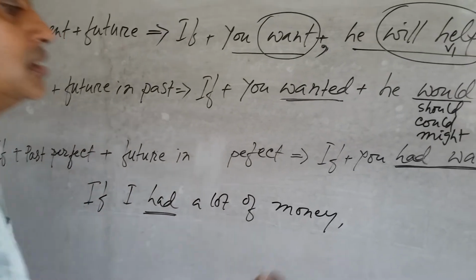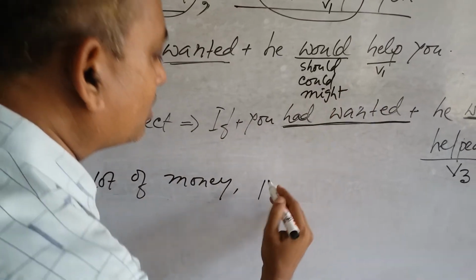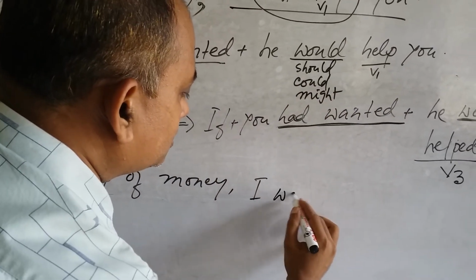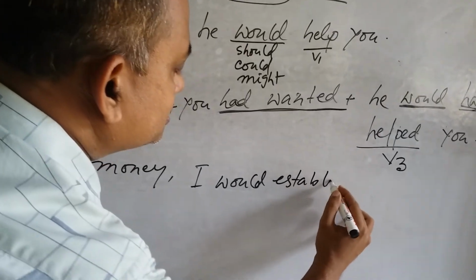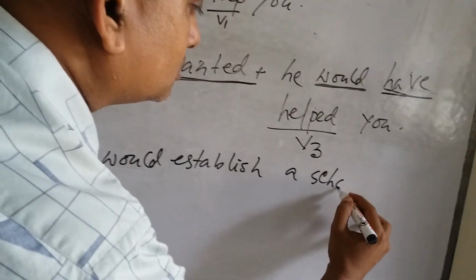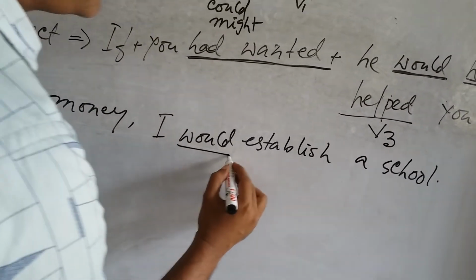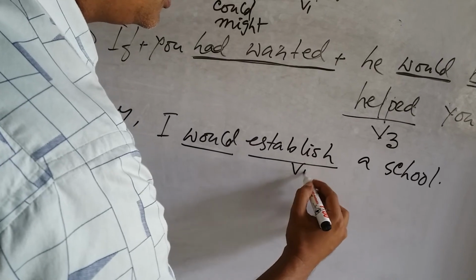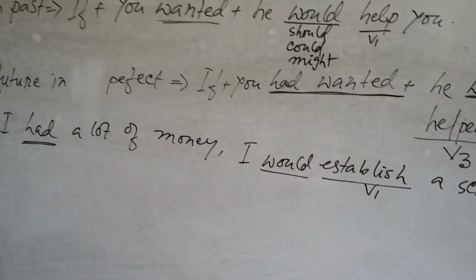Then we will use the second form. I would establish a school. I have used a would and the base form of the verb establish.